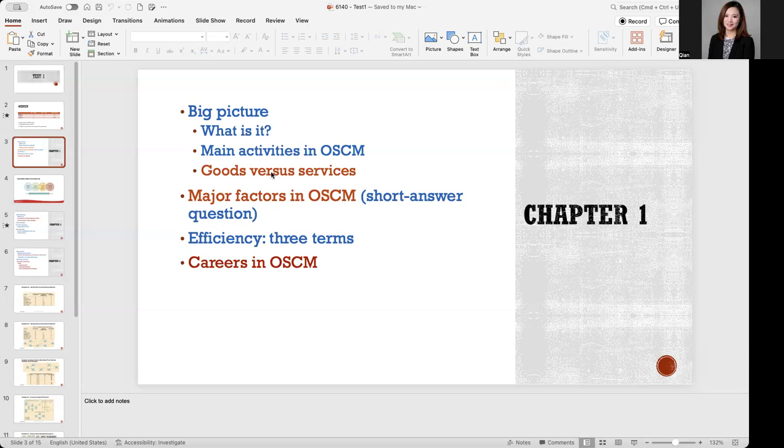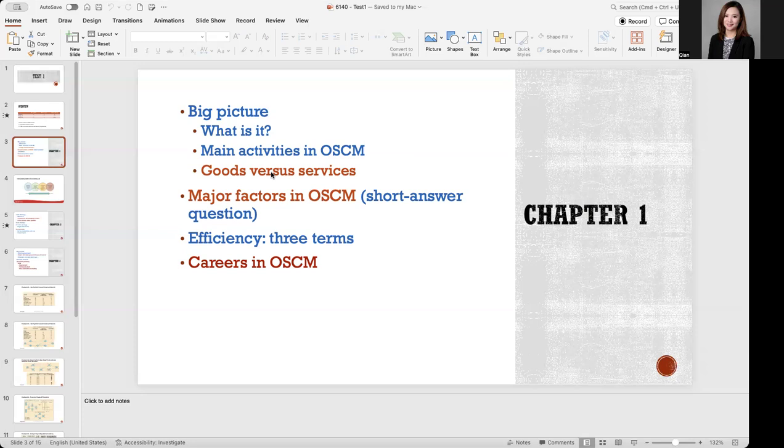If I didn't mention the contents on the PowerPoint slides, there will not be any questions related to that part, even if it's in the textbook. That's the reason I highly recommend you go over the PowerPoint slides first instead of going back to read the whole textbook for all the chapters.